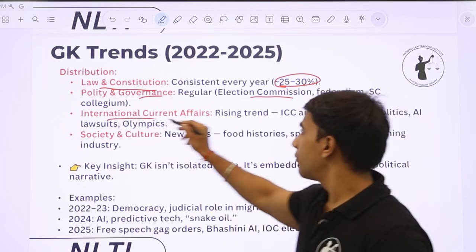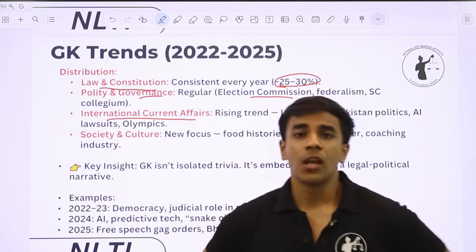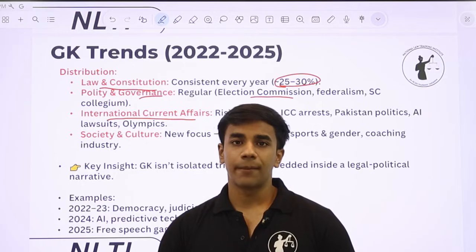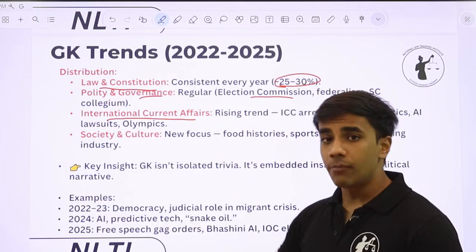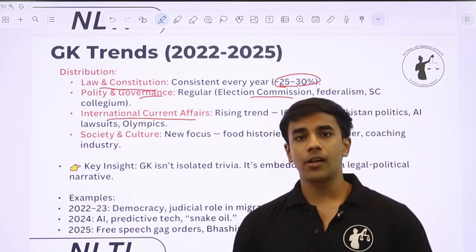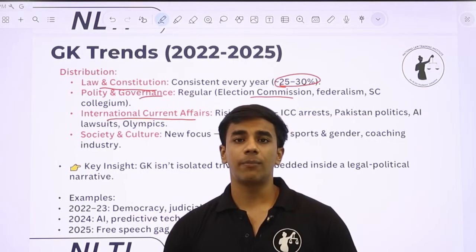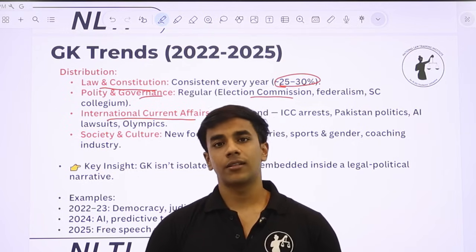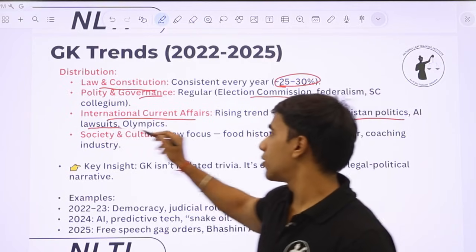Now international current affairs, as we have talked about, in NLSAT 22-23 there was less significance of international current affairs, but post NLSAT 24 and specifically in NLSAT 25, an increased significance or reliance is given to international current affairs. So international current affairs become very relevant for you, especially in today's context where every other day Trump is doing something or the other. Israel-Palestine conflict is escalating. Russia-Ukraine is happening. So international current affairs do become very important in the heated international context that we today live in. ICC arrest, Pakistan politics, AI lawsuits, Olympics, etc.